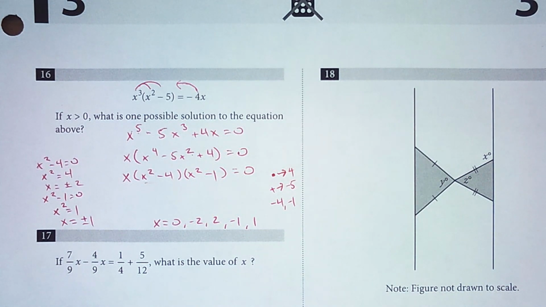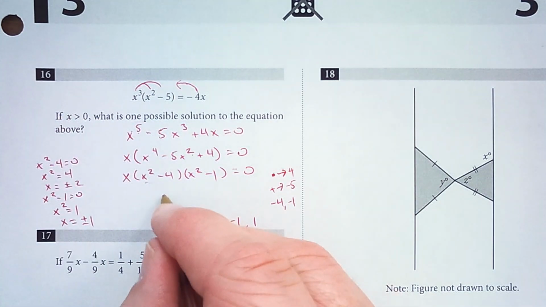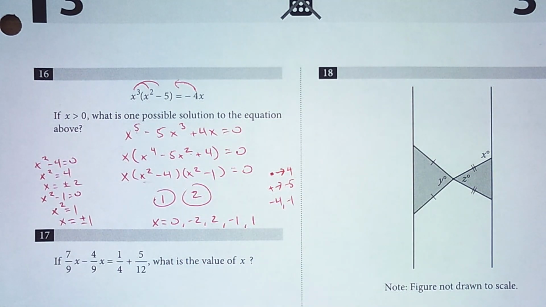So what can I put in the grid? One solution that is greater than 0. I could choose 1, or I could choose 2, and either one of those would be an okay answer.